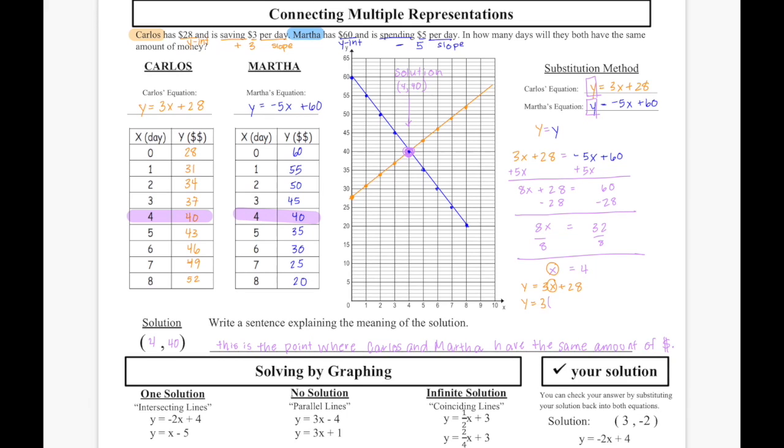After doing all that work, we find out that the y part of our solution is 40. So just like the solution that we found by graphing, our x equals 4 and our y equals 40.